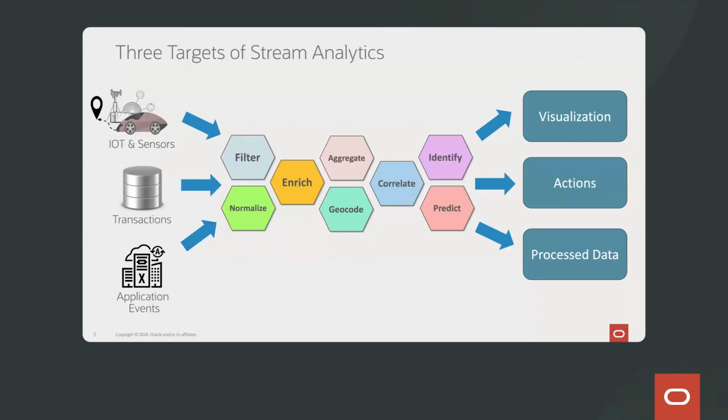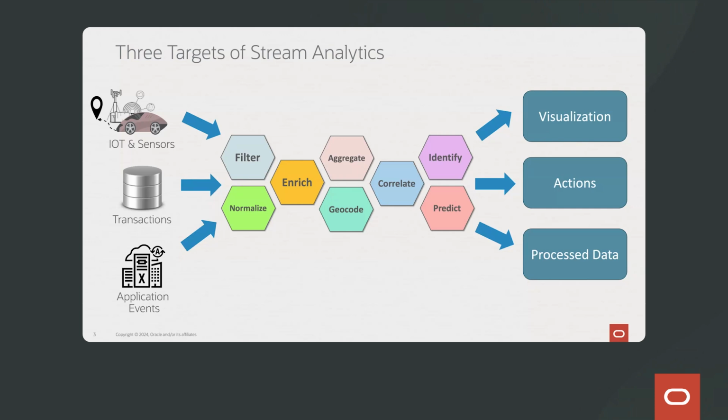If you look at how stream analytics works, you have all these different sensors, these different sources coming from transactions from databases, application events, and then you want to work on this data. You want to filter out the noise. You want to normalize it to a standard format. You want to enrich it with additional information that you have in other data stores that will add more sense to the data that's coming from sensors. You want to aggregate the data. You want to geocode it. You want to provide more geographical information based on the raw information you have.